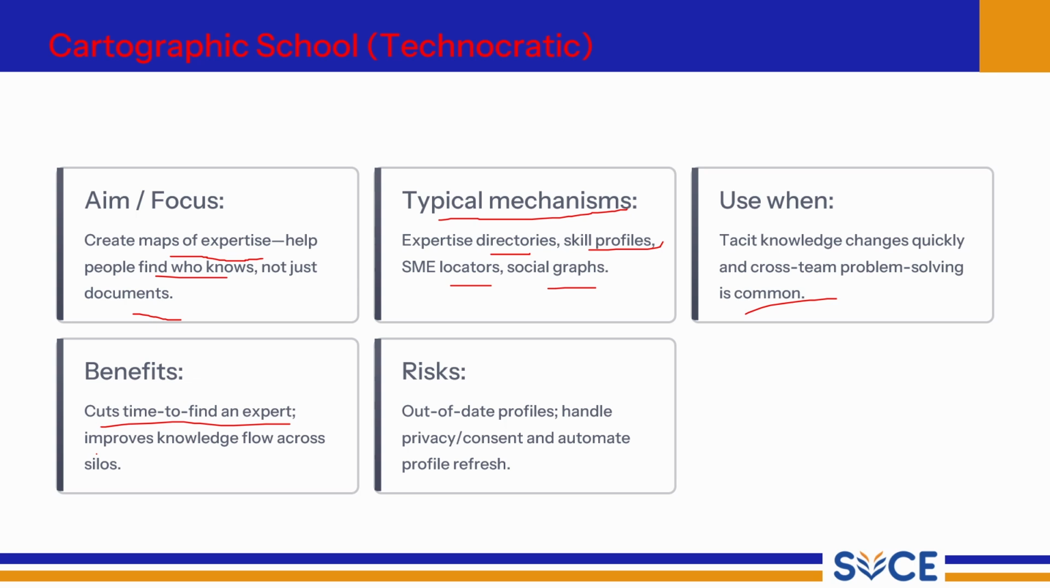Here the risks are out-of-date profiles, privacy and consent, and the need to automate profile refresh. The risks are stale or inaccurate profiles and privacy concerns. Automating the updates and handling the consent are key. A map is only useful if it is current.